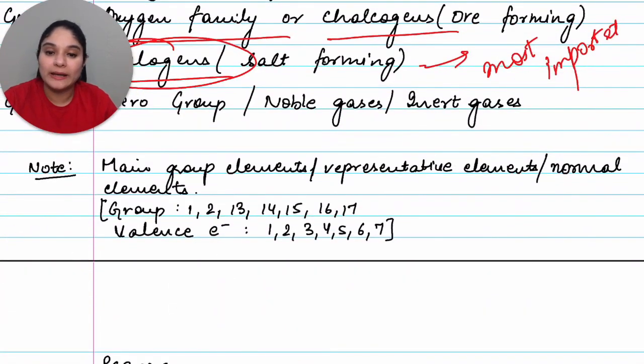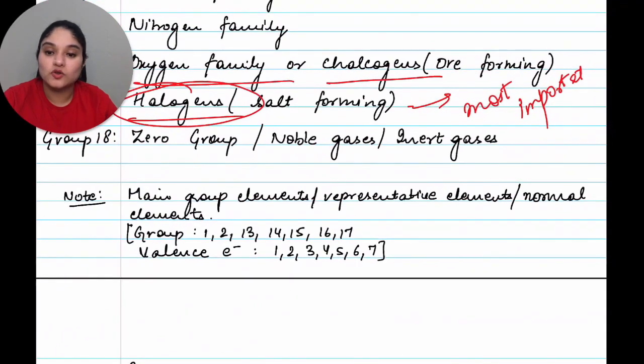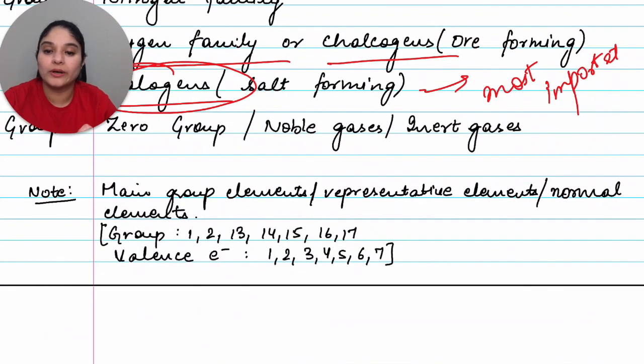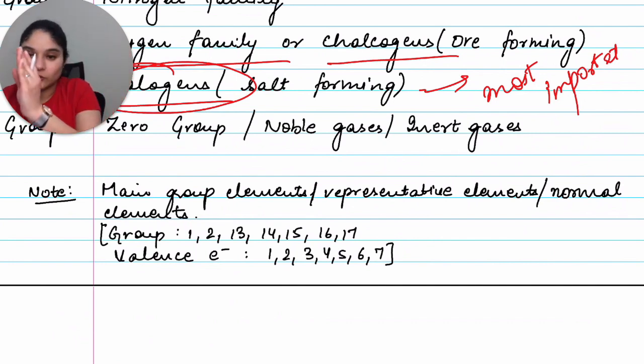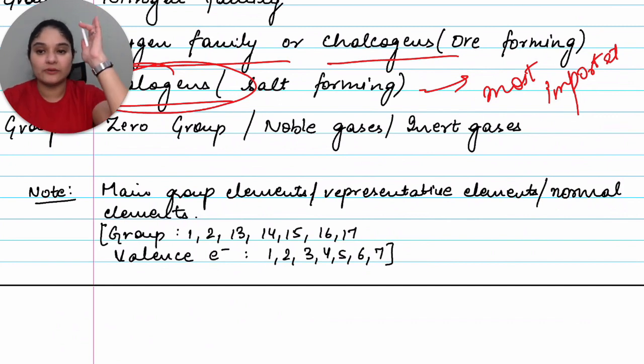Now main group elements, that is representative elements, normal elements. This is group 1, 2, 3, etc. Now valence electrons: the first group has 1, the second group has 2, then 3, 4, 5, 6, 7. These are the number of electrons in the outermost shell of the groups. So the first group will have 1 electron in the outermost shell, second will have 2, third will have 3.